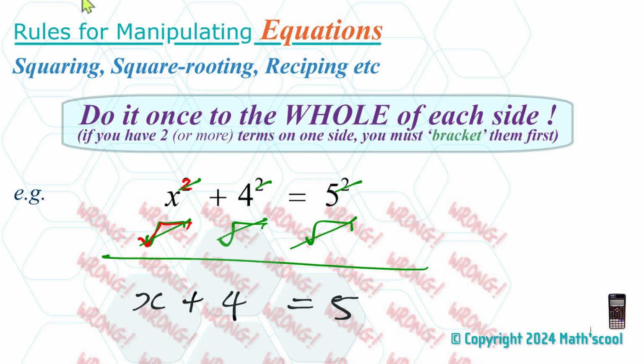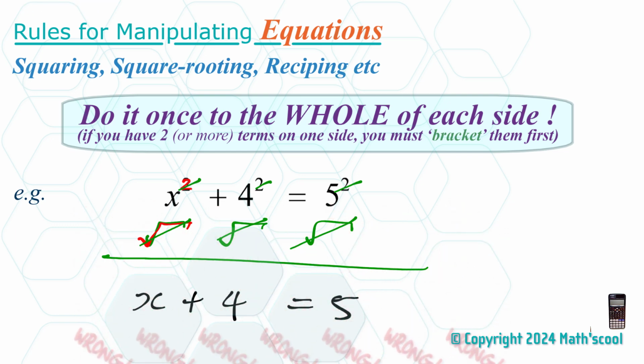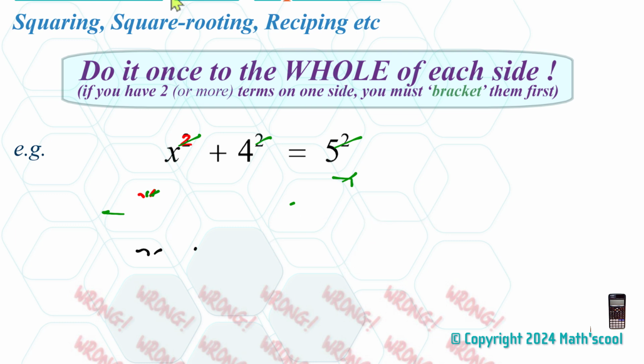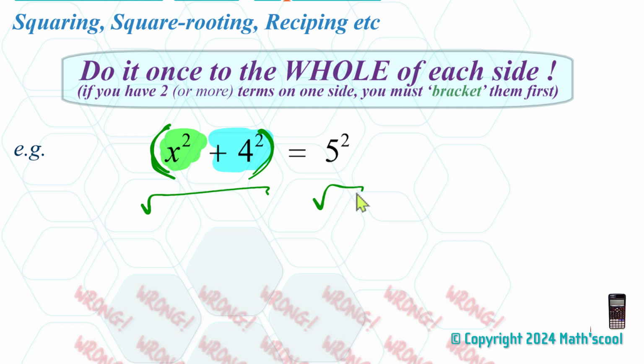So if I look at this equation, then let's just go back to the beginning. I don't have one term on each side. On my left hand side, I've got 2 terms. I've got this and this, 2 terms. You can only have one term. Now there is a fix, but it's not a pleasant fix. The fix is to bracket these 2 terms. If you bracket them, they become one term. Okay? And now you can square root. You can square root this whole term, and you can square root this whole term.